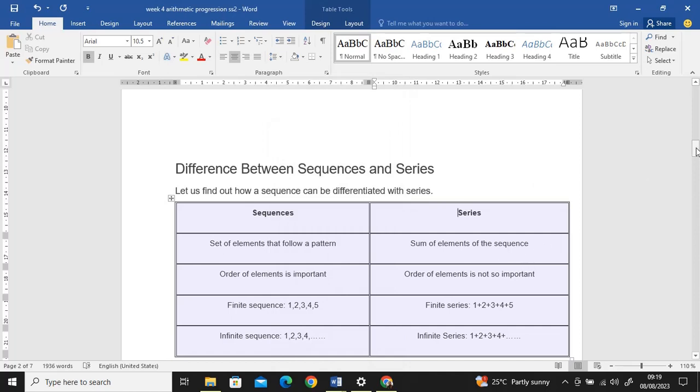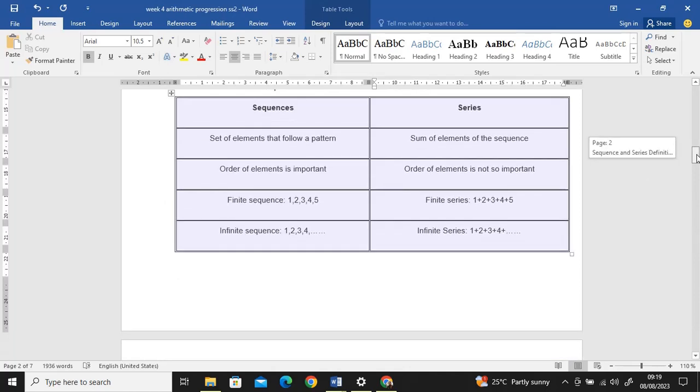Then the series is the sum of elements of the sequence. That is when you add up all the numbers in the sequence, you get a series. In a sequence, the order of elements is important. In a series, the order of elements is not so important. Once you have the numbers, you can add them, mix them together, add them all together, you still get the same answer. So order is not important in a series, but in a sequence, the order is very important.